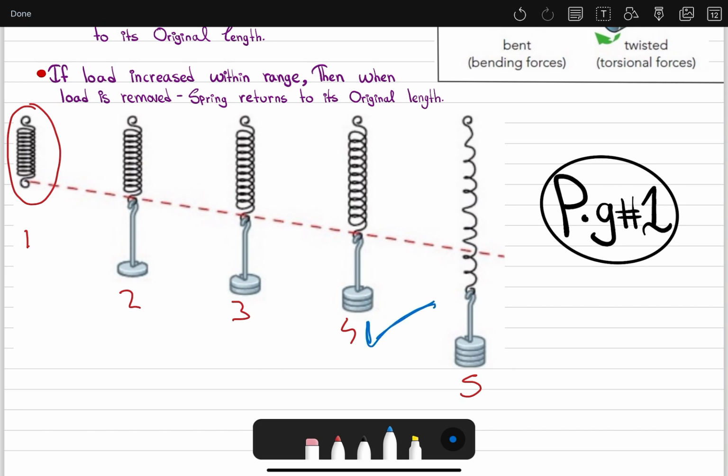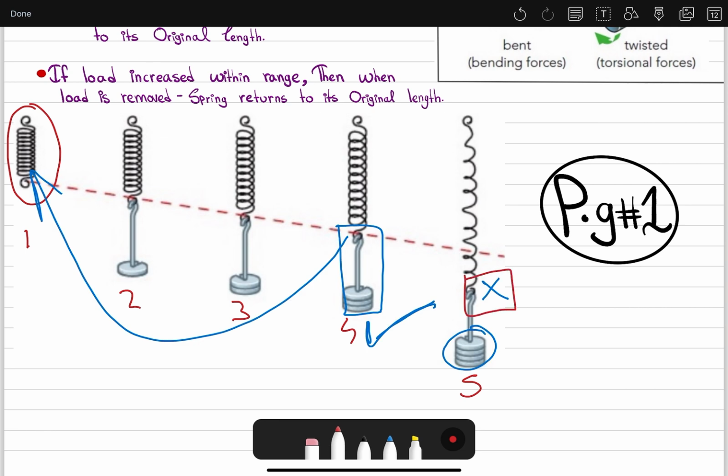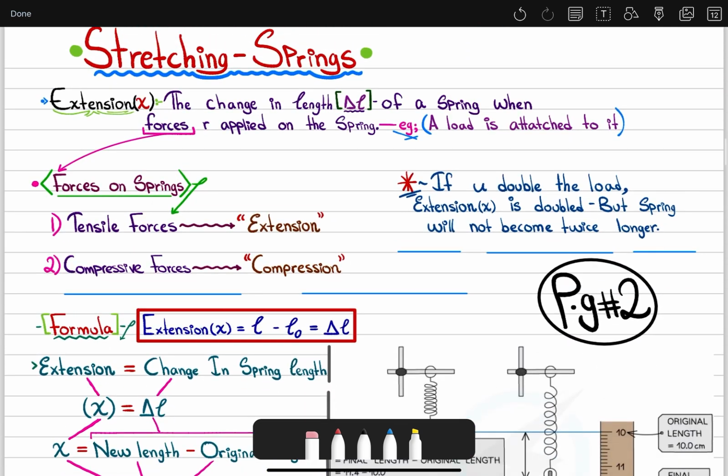If you remove the load from level 4, the spring will return to its original position. But if you increase the load to level 5 and then remove it, the spring will not return to its original position. Why? Because it is permanently deformed now. You have increased the load too much, so it cannot go back to its original position. It is deformed.